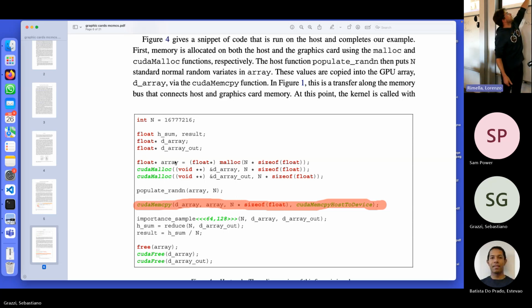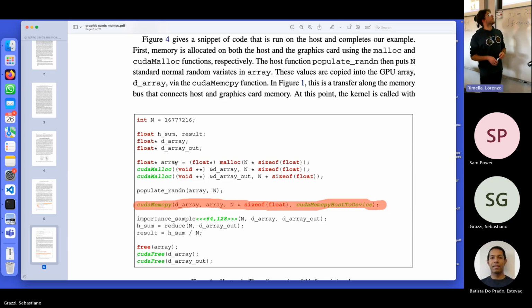And finally, we compute this function importance sample in the GPU, where we specify how many threads and how many blocks we are given in our hardware. These numbers can be optimized depending on the hardware. And then we run this function in parallel. And finally, you can see these functions which are familiar because we've seen them before. We reduce this long vector in a sum and then we compute the mean. And that's it. And this is the program.